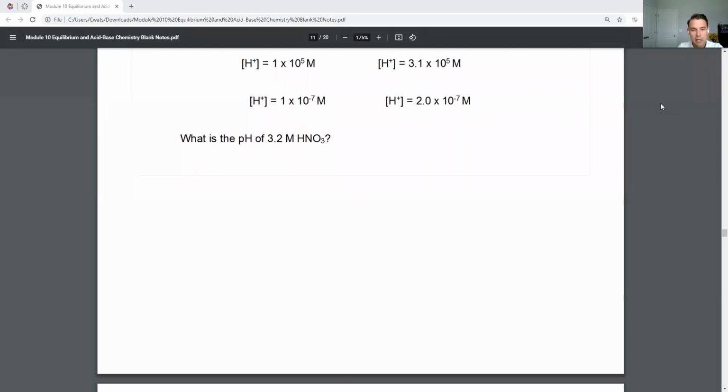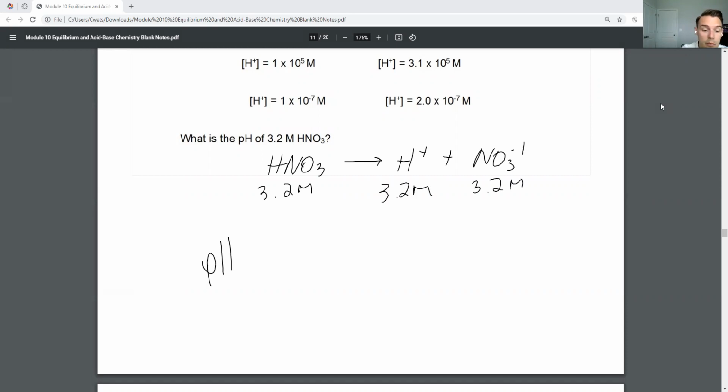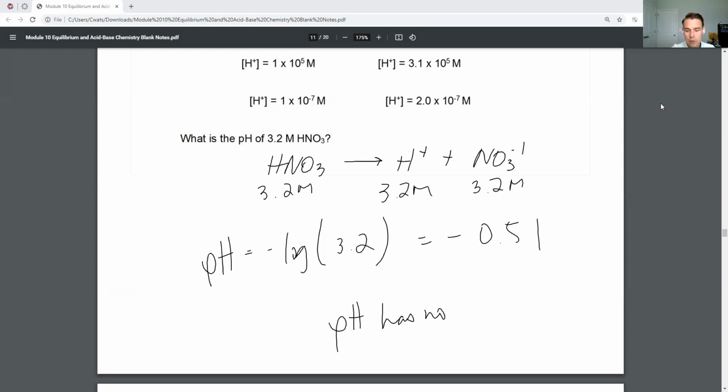So what's the pH of a 3.2 molar nitric acid solution? Nitric acid is a strong acid and therefore dissociates completely. So if I have 3.2 molar of this, when it breaks up into its ions, I'll have 3.2 molar of this and 3.2 molar of this. So if I'm calculating the pH, it's just the negative log of 3.2, which happens to be negative 0.51. There you go. Pretty straightforward. In case you were wondering, pH has no units.